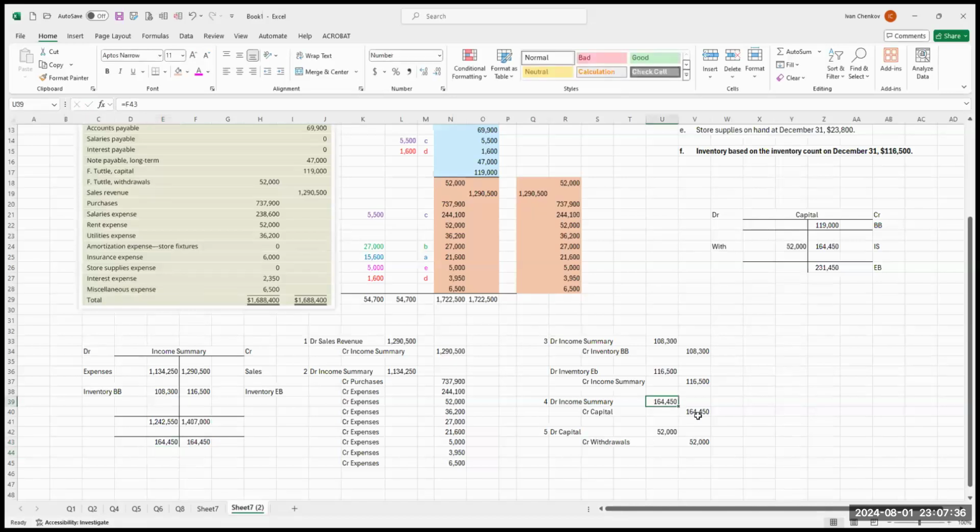Debit income summary, credit capital. Capital of the owner increases. Close the withdrawals in the capital, and you're done with the closing entries.